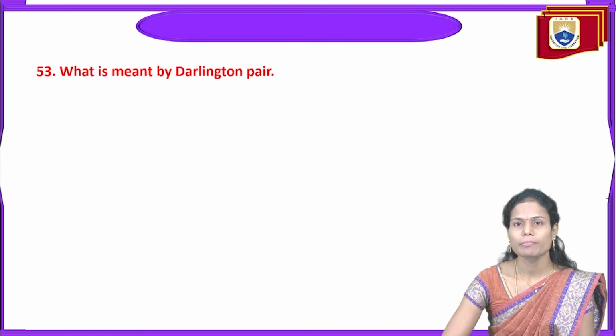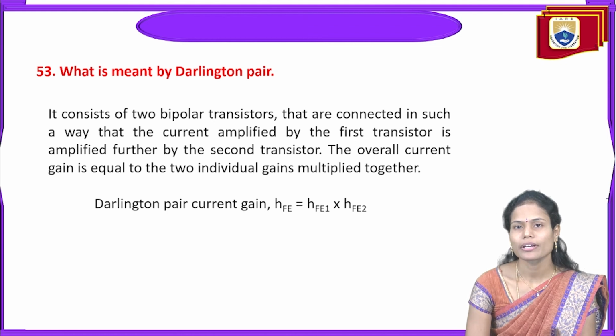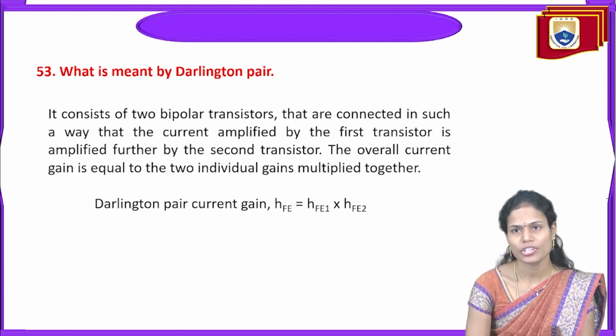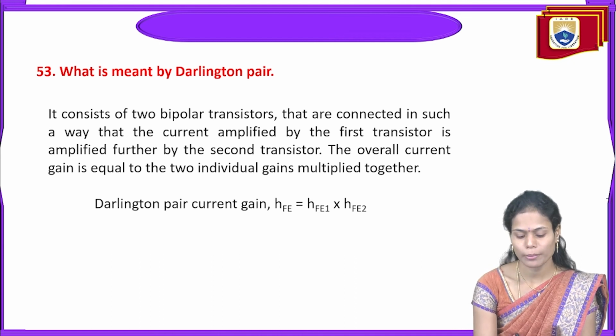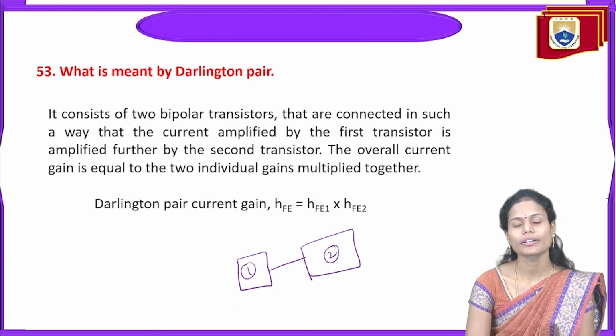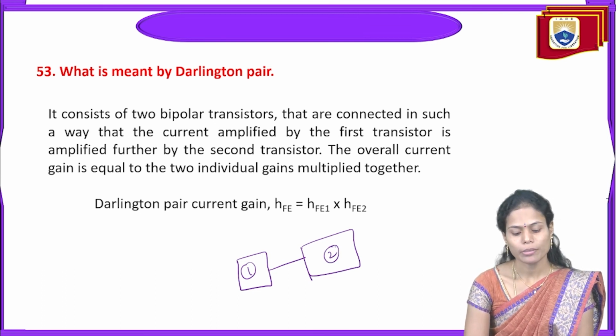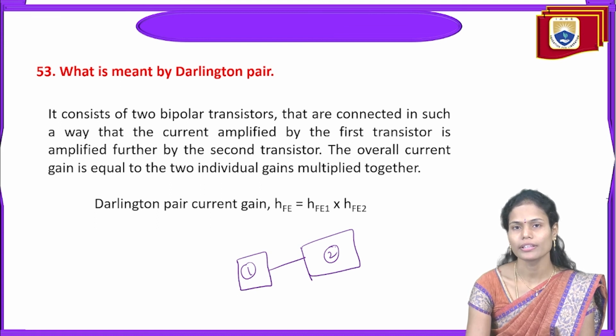And next, what is meant by Darlington pair? So this Darlington pair consists of two bipolar junction transistors. Those are connected in such a way that the current amplified by the first stage is connected to the second stage again. So the overall current gain is the multiplication of the two gains provided from the two stages. So whenever we want very high gain, in that particular case, we can utilize this Darlington pair.